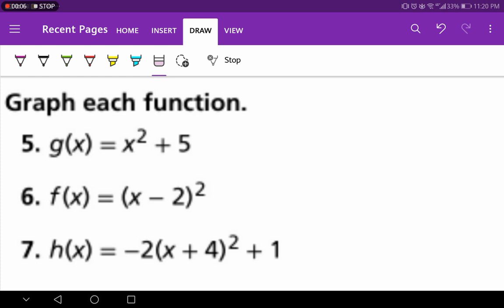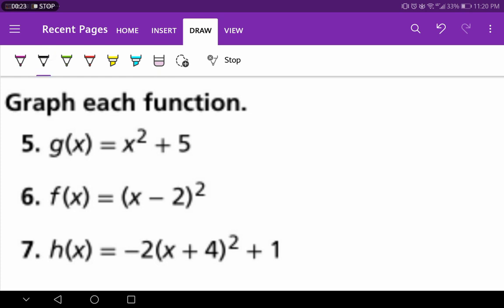Our lesson today is the vertex form for a quadratic equation or function. Now we will learn how to graph each function here, but each function here is written in vertex form.